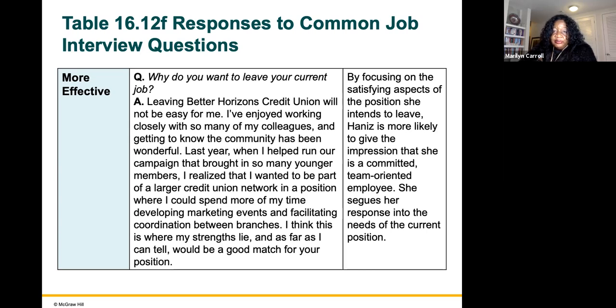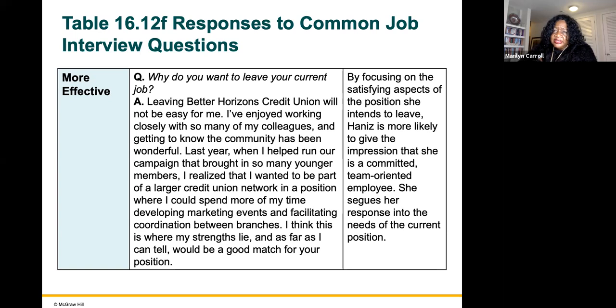Last year, when I helped run our campaign that brought in so many younger members, I realized I wanted to be part of a larger credit union network in a position where I could spend more of my time developing marketing events and facilitating coordination between branches. I think this is where my strengths lie, and as far as I can tell, would be a good match for your position.